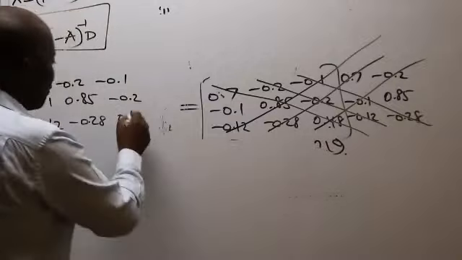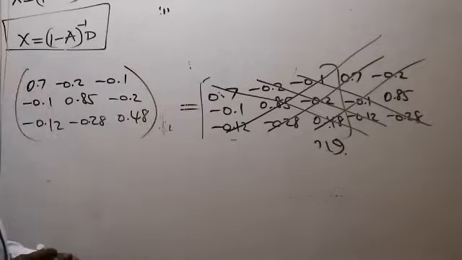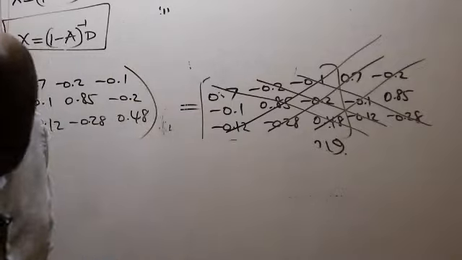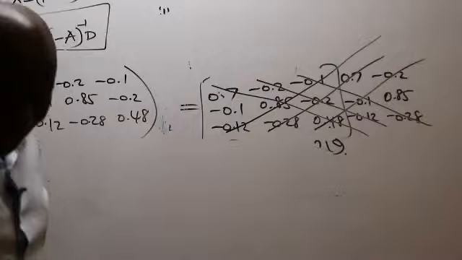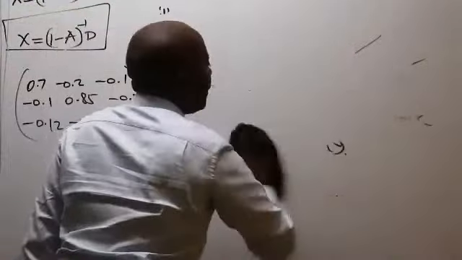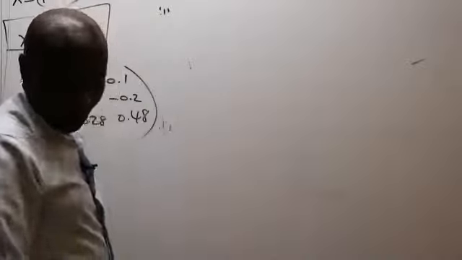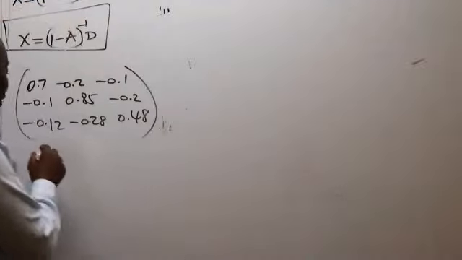The last one is 0.48. So this is the matrix whose minors I want. I want the minor elements of this. So could you kindly go ahead and give me the minor?